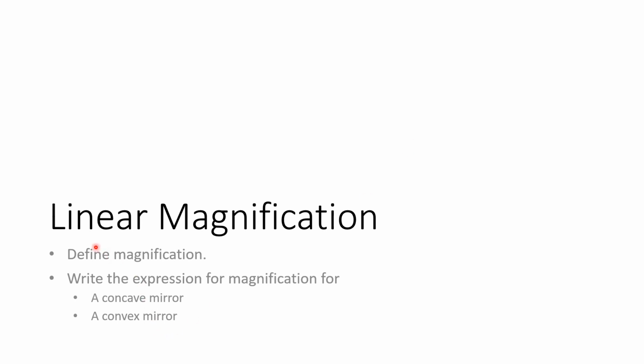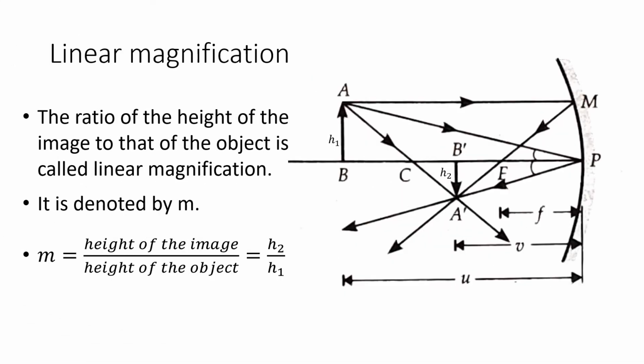Moving to our next topic, linear magnification. In this topic, we'll define magnification, and then we will write the expression for the magnification for the concave mirror as well as your convex mirror. So what is linear magnification? The linear magnification is the ratio of the height of the image to the height of the object.